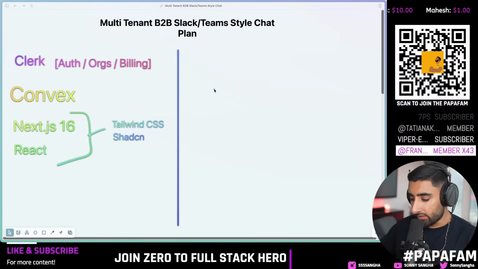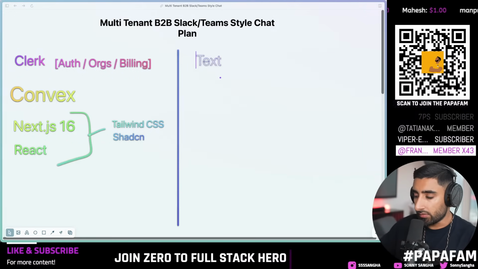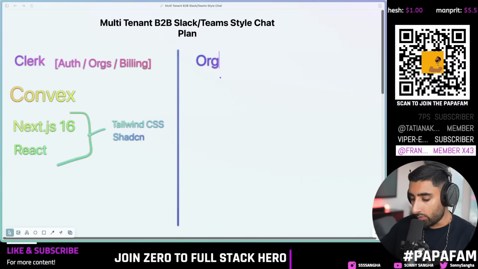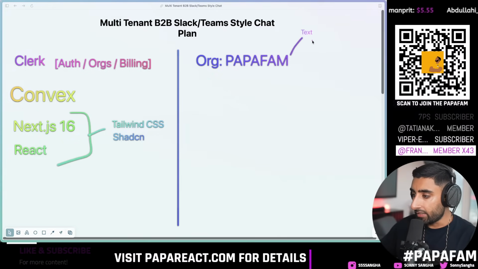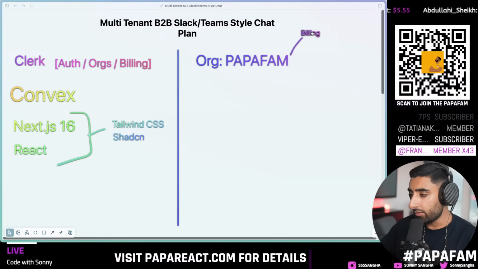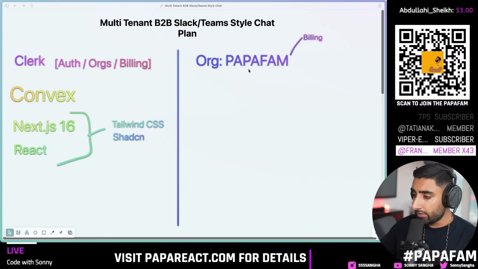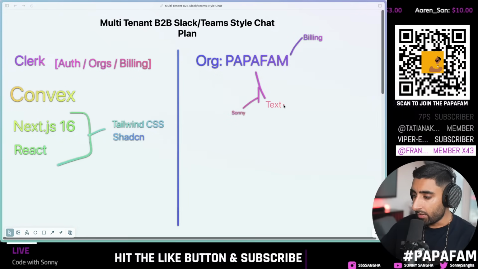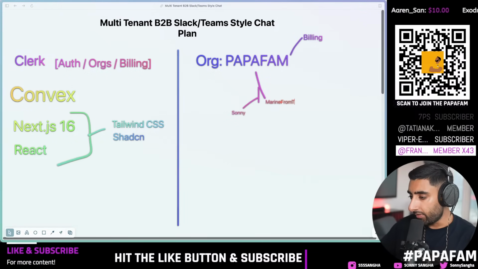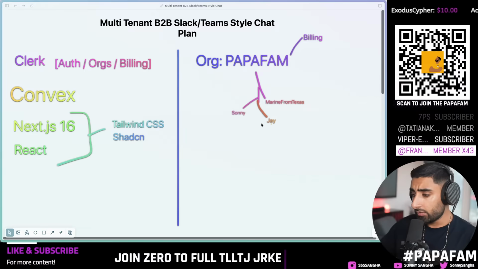Now, the way that it works, to keep it very, very simple, is you have organizations. So let's say we sign up with an organization called the Papa Fam, right? The Papa Fam has its own billing plan attached to it. And then the Papa Fam can have several members inside of it. In this case, I could have, for example, Sunny be a member inside of it. We can have the Marine from Texas inside of it, right? And then we can have, for example, Jay be a member inside of it. Now, you can choose to add in seats, billing, all that kind of stuff yourself.